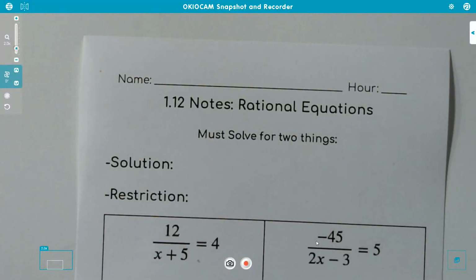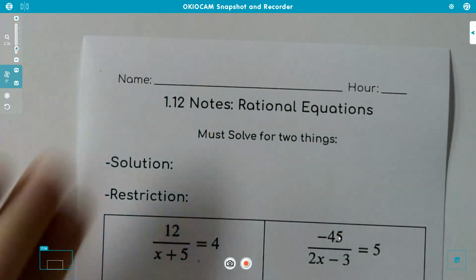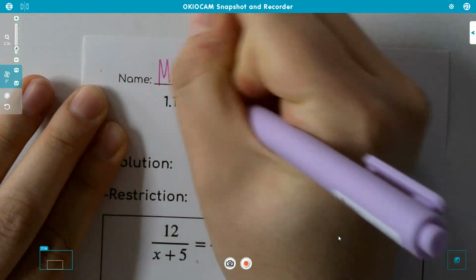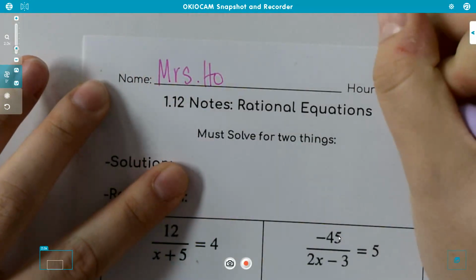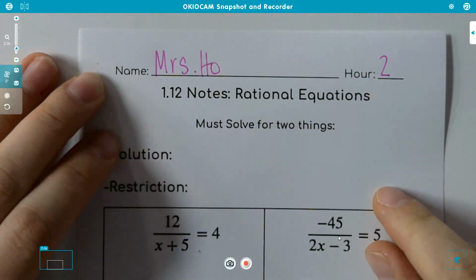All right, we are solving rational equations today. Go ahead and put your name on here. It is currently second hour when we are recording this.